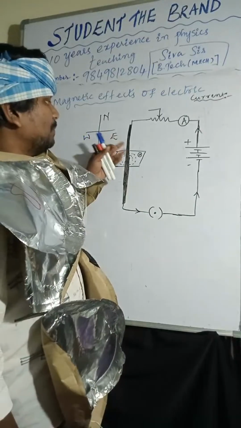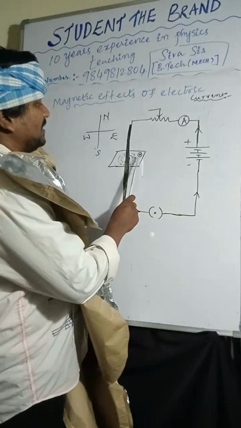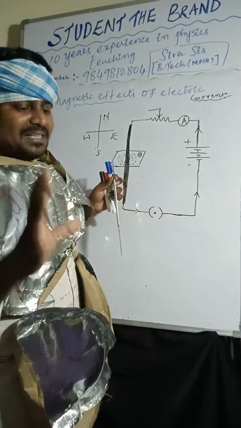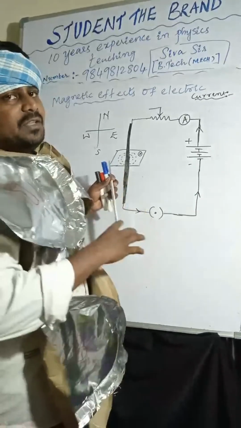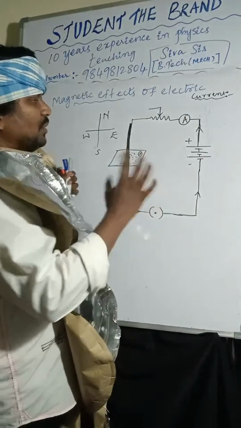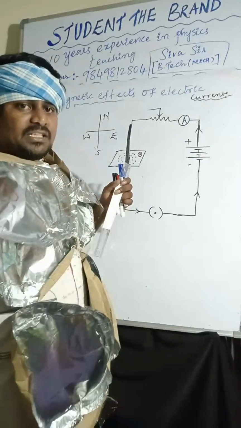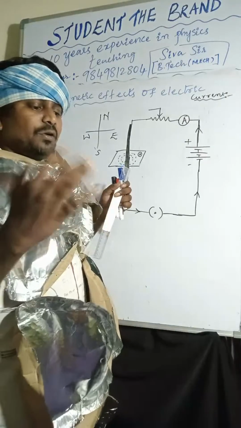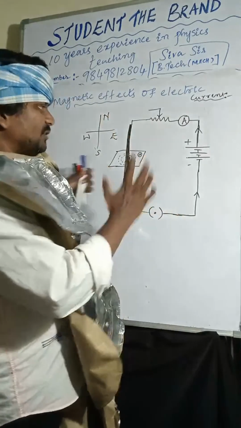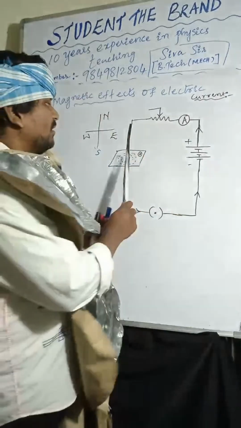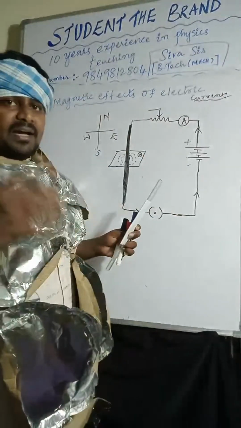Okay. If you place a compass near the current carrying conductor, it shows a deflection, because here also a magnetic field is there. Inside the compass, a magnetic field is there.